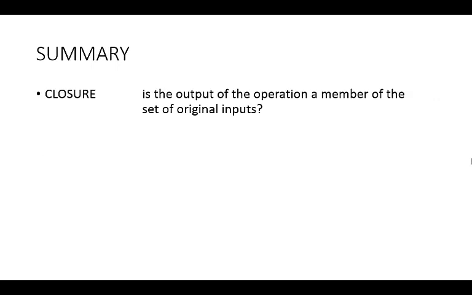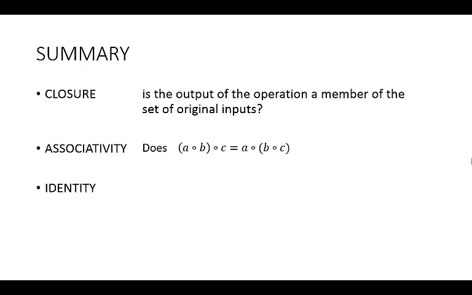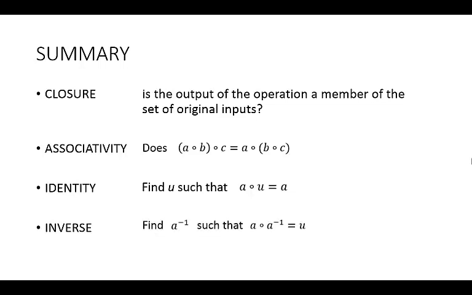So to summarize all of that information, there are 4 properties that must be met. First one is closure. So is the output of the operation a member of the set of original inputs? Secondly, associativity. So does (a * b) * c equal a * (b * c)? Identity. So we find the identity element u such that a * u equals a. So when calculating the identity, you should start with that statement and work from there. And then having found the identity, we can find the inverse of a such that a * inverse of a equals u. So that statement should be your starting point when finding the inverse.